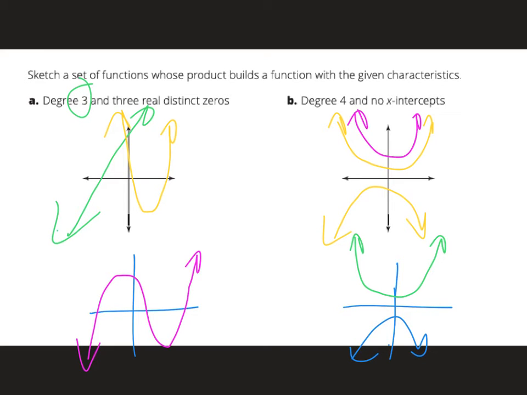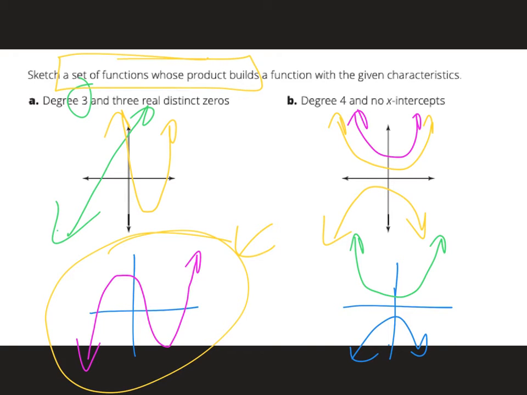You have to recognize, since that's a degree 4, I can make that up of 1 and 3 or 2 and 2. I cannot pick 1 and 3 because 1 and 3 are odd functions. Odd degree polynomials will have x-intercepts. They have to have at least 1. We have talked about that in class. So make sure you don't give what we had in the last quiz. Make sure they give a set of functions whose product builds that. Make sure you are very careful.